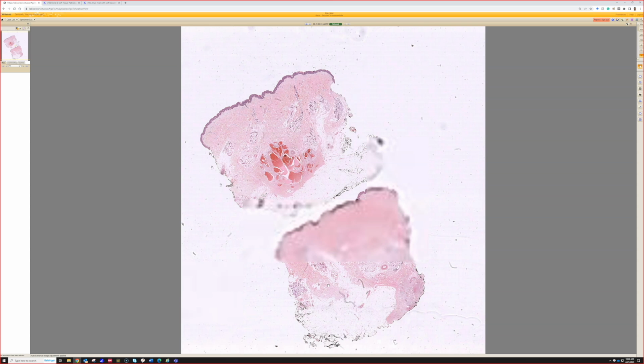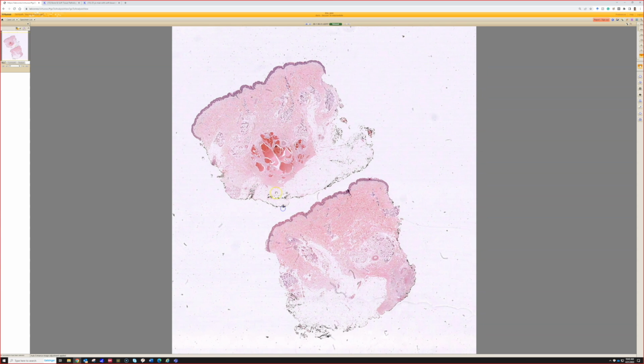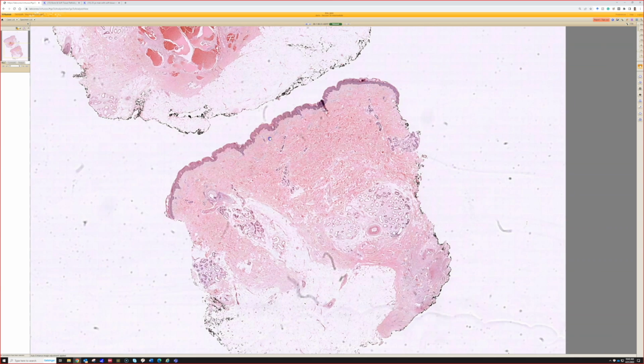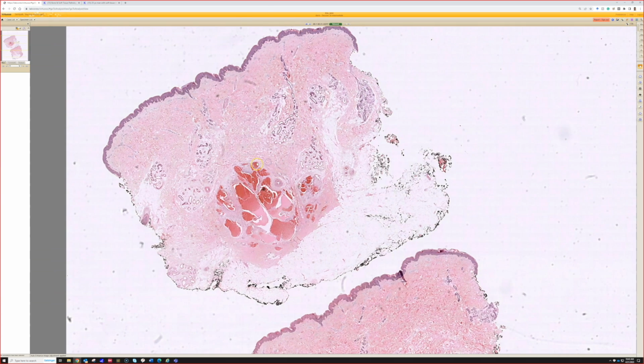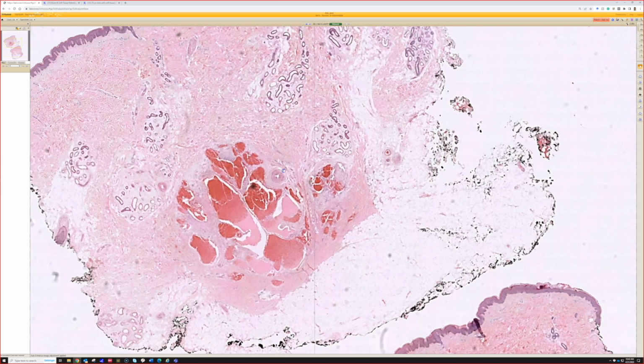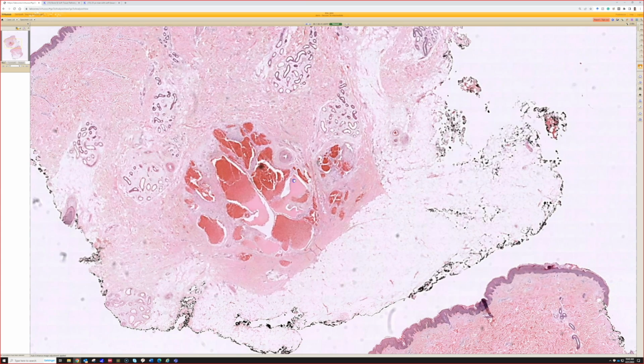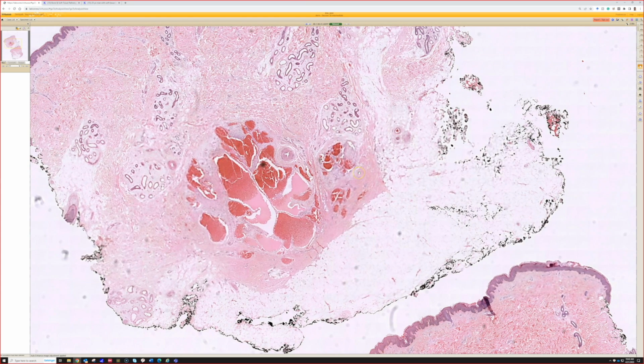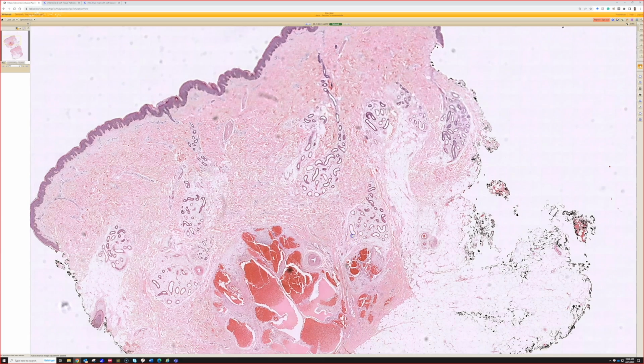This is case 31. So we have a punch biopsy. See a little collection of blood right there. A little bit of clot. Also see little discrete eccrine coils kind of throughout here.